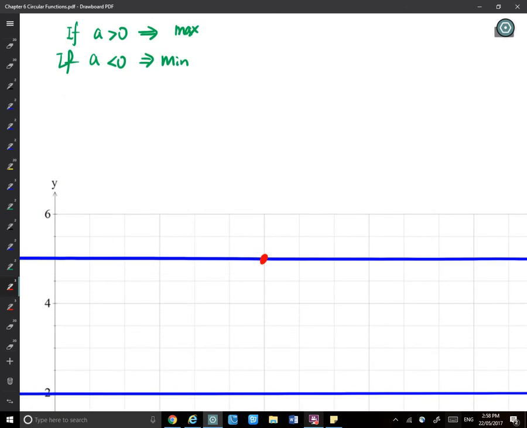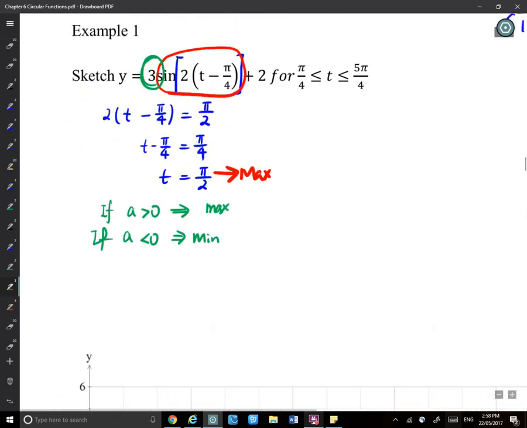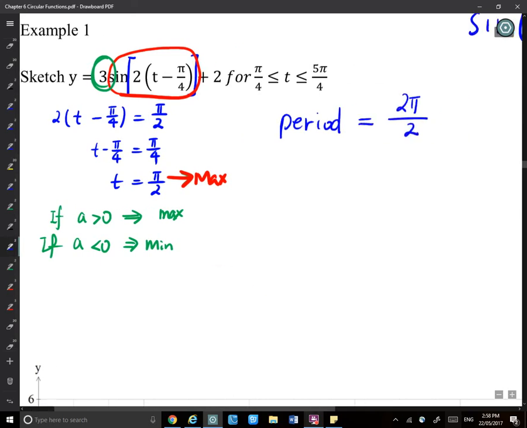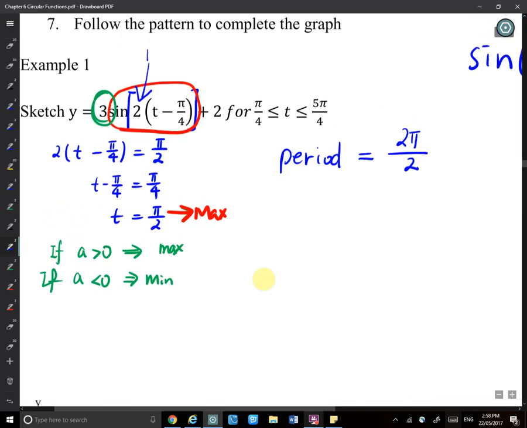But how long it takes you to move from the max to the min is the period over 4. Period over 4 of the length can take the point from the max to the min. So I will calculate the period for this graph. Period equals 2 pi over n, and the n value is 2. So it's 2 pi over 2, which gives you pi.